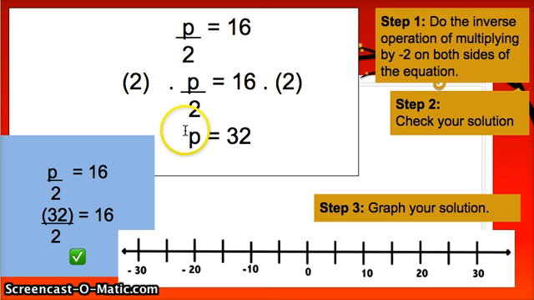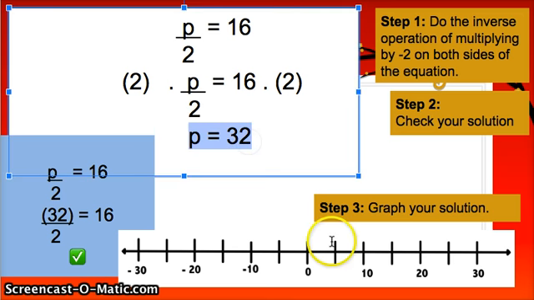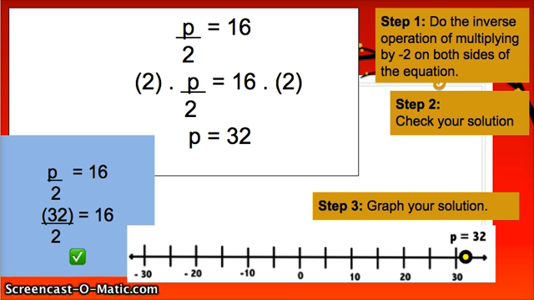Then please make sure that you graph p equals 32. So you would start at 0 and go all the way to the right over here to about 32 and put a closed circle, like so.